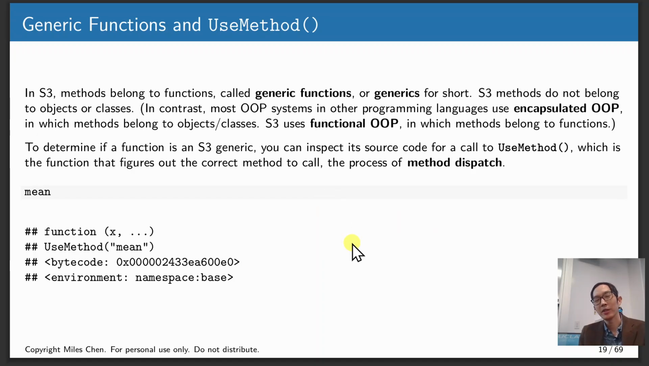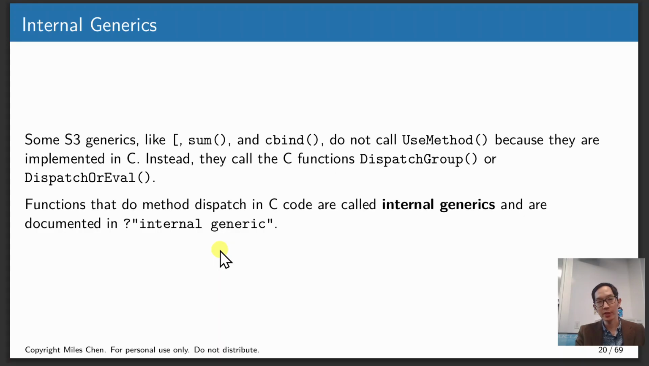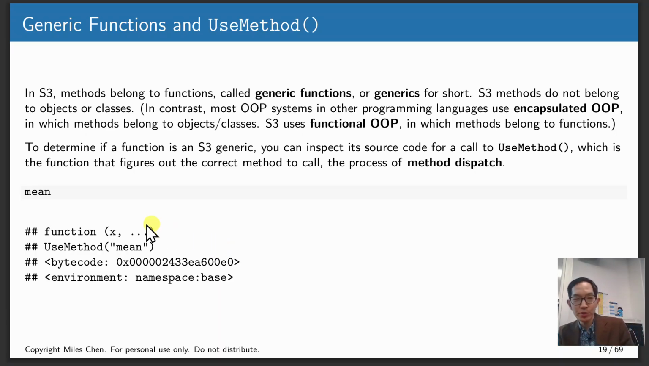Generic function means it tells R to inspect whatever object came in, and depending on what object came in, dispatch the correct method, the version of the function that we need to use for this object that came in. Okay. So that's how methods are dispatched.